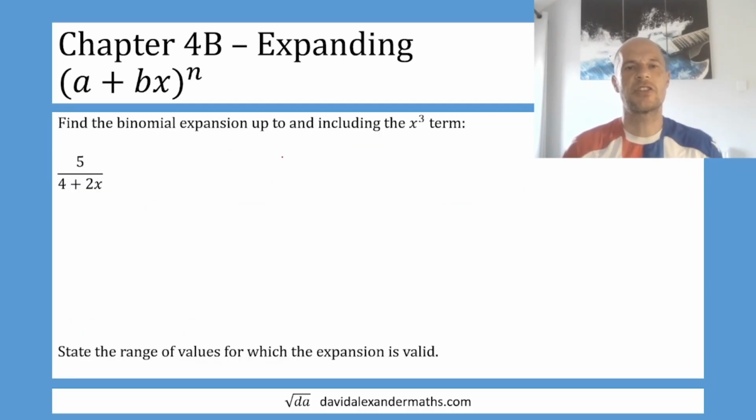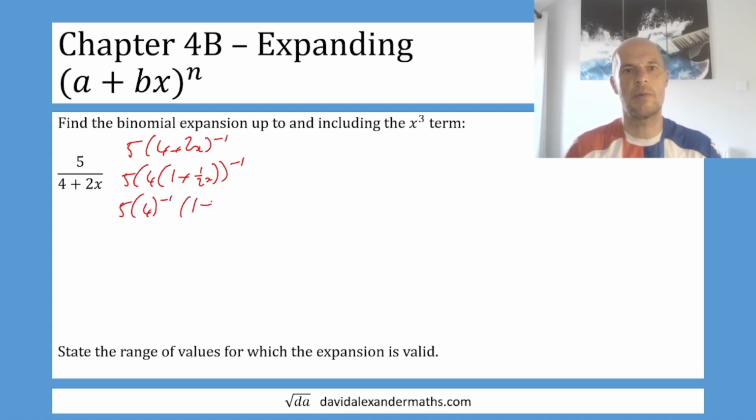Find the binomial expansion up to and including the x cubed term, so same as before, so we just need to remember that this is 5 lots of 4 plus 2x all to the negative 1. Inside the bracket there we've got a 4, so that is 5 lots of 4 lots of 1 plus 1/2 x all to the minus 1, so that's 5 lots of 4 to the minus 1 times by 1 plus 1/2 x to the minus 1. 4 to the negative 1 is a quarter, so that is simply 5 quarters lots of 1 plus 1/2 x to the minus 1.